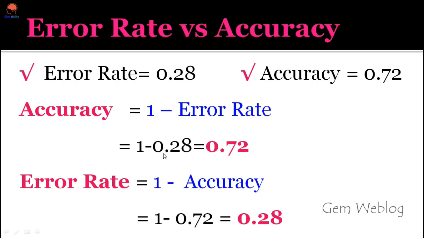Now the error rate value is 0.28. This is equal to 1 minus 0.28, equal to 0.72. That is your accuracy value. Likewise, error rate is equal to 1 minus accuracy, so that is 1 minus 0.72, which we got, equal to 0.28. So that is the error rate value. Now, one metric can be calculated with the help of other metrics.